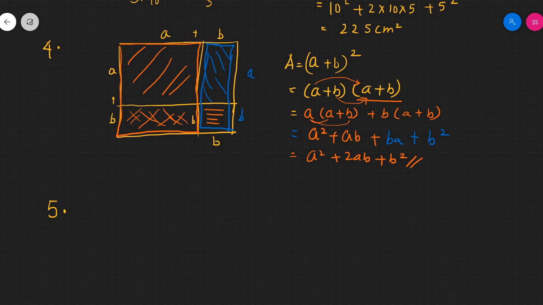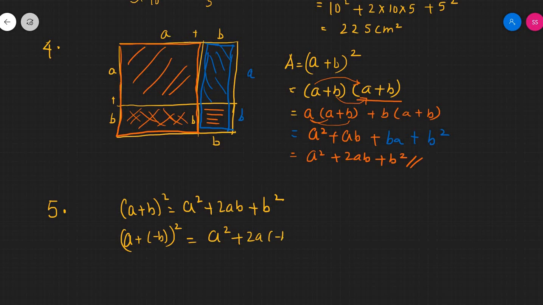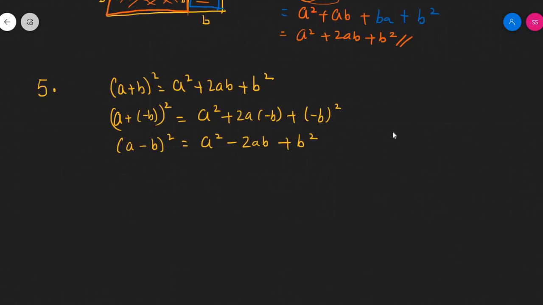As an extension to the above expansion, which is a plus b the whole square is a squared plus 2ab plus b squared, if you substitute minus b instead of b, that becomes a plus minus b the whole square, and that's equal to a squared plus 2a into minus b plus minus b the whole square. Or in other words, a minus b the whole square is a squared minus 2ab plus b squared. So with this, you can also look at this visually.